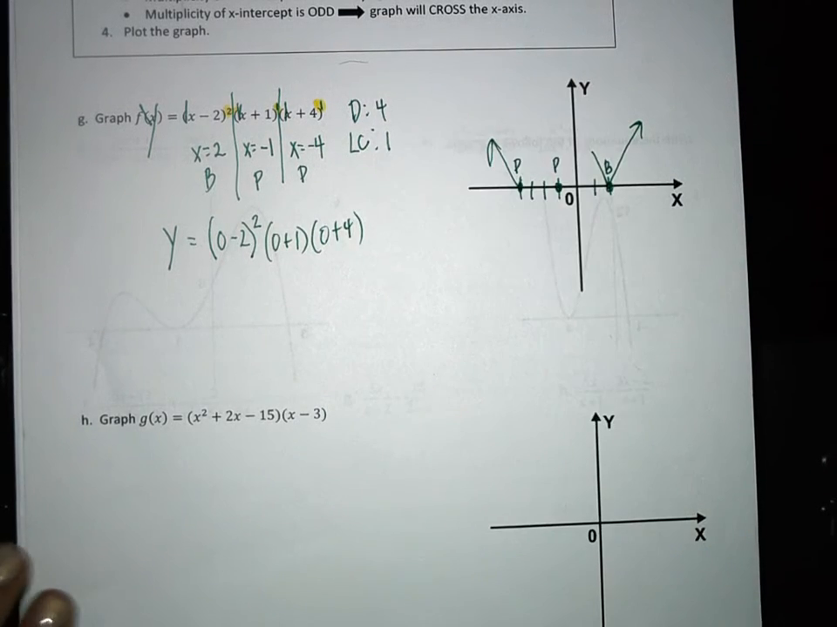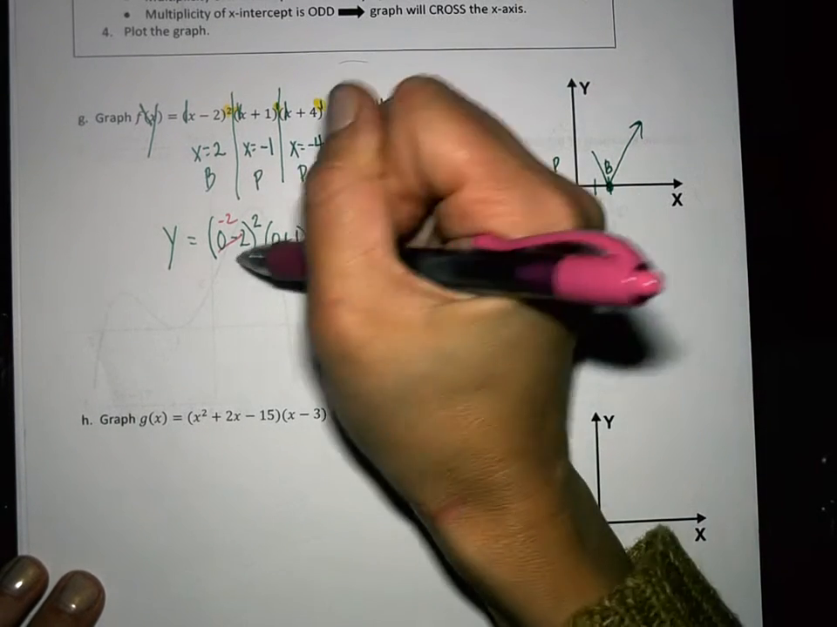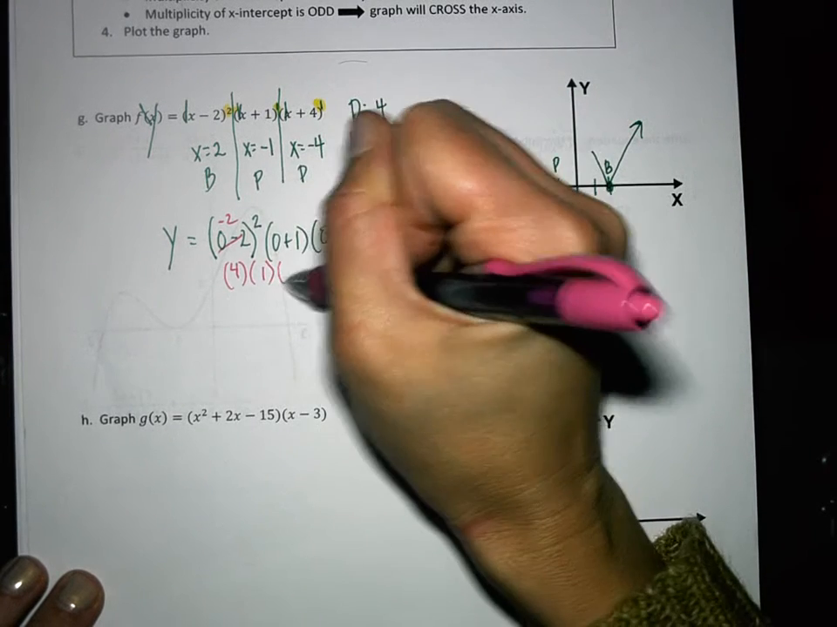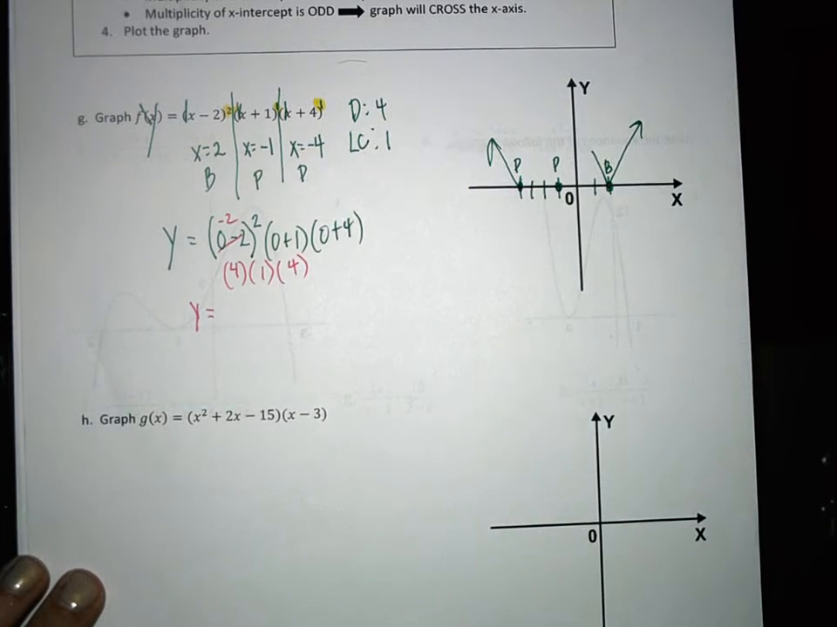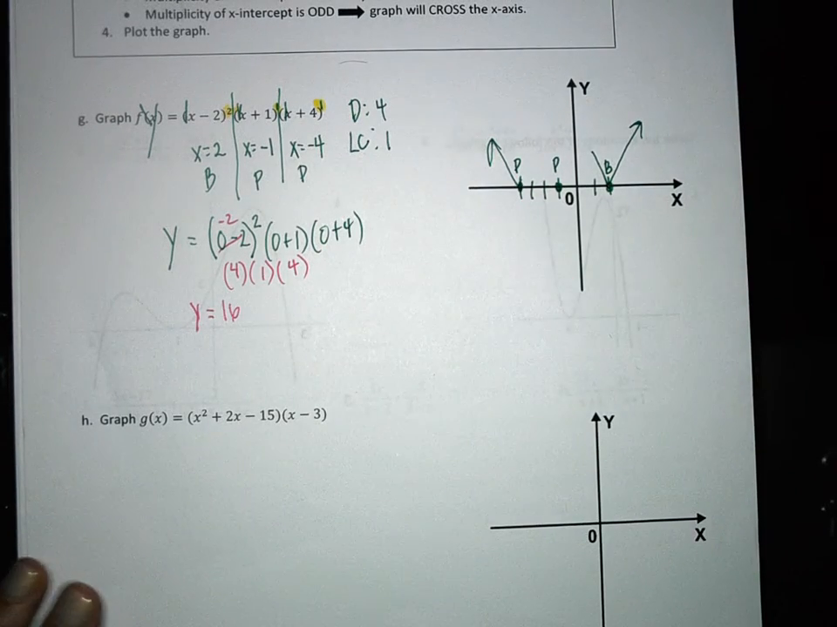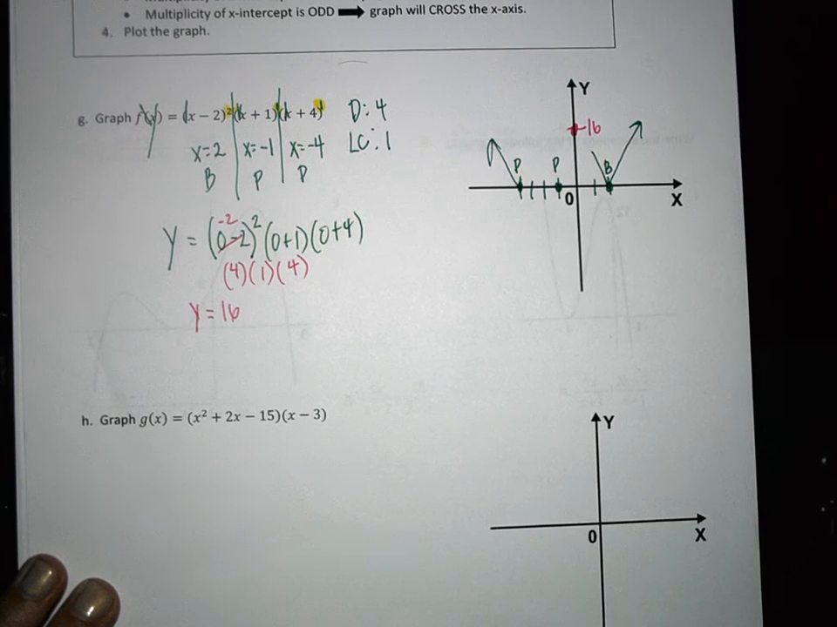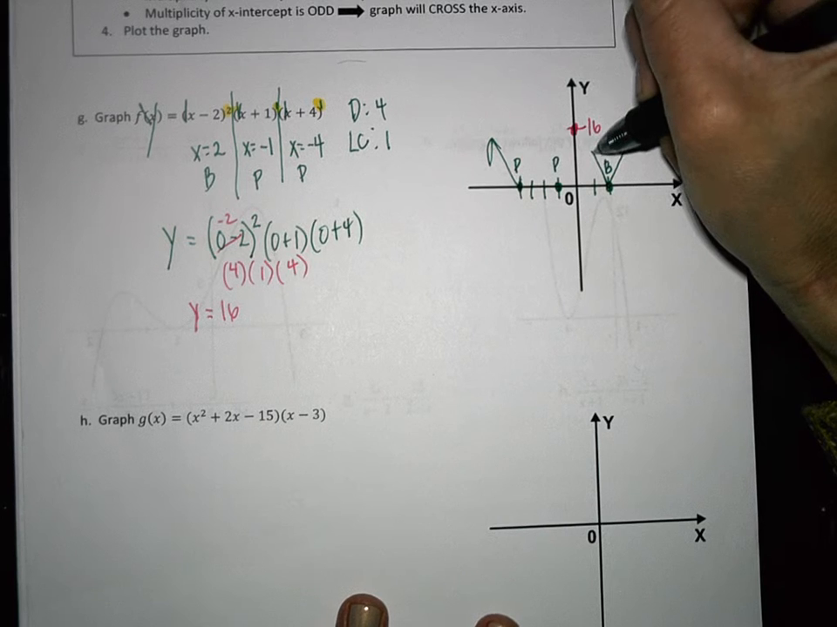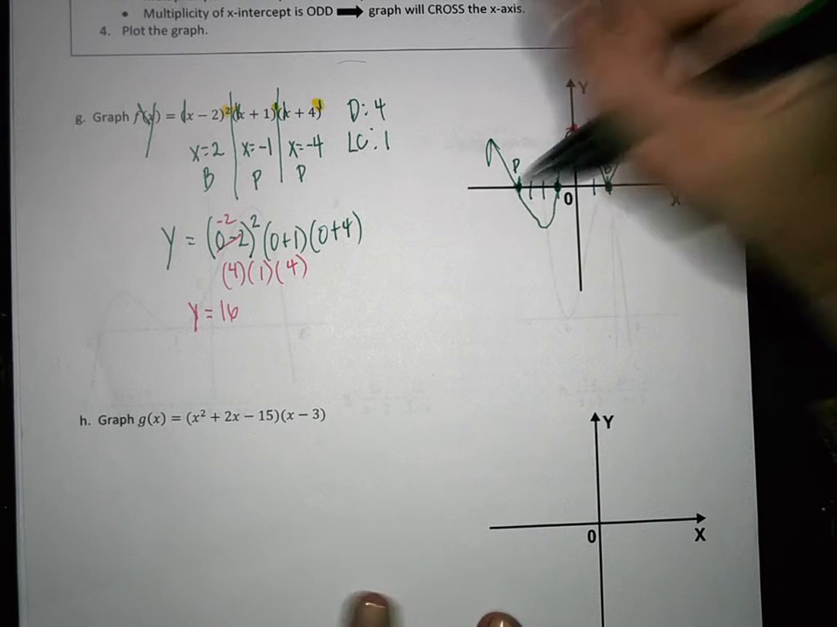What is 0 minus 2? And what is -2 squared? 4. Good. And what is 0 plus 1? 1. And what is 0 plus 4? And you multiply that all together and you get y equals what? 16. So my y-intercept is just up here at 16. So now I can go ahead and finish my graph. It goes through 16, it passes through there, turns around, and passes back through.